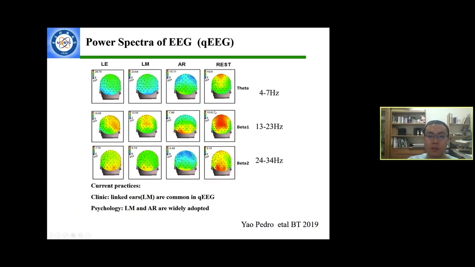And this figure shows that for the other bands, the theta band, the beta band, beta 1 and beta 2 bands, the power maps of REST are more reasonable. In the theta band, the power was located in the parietal regions, and the beta band also on the occipital parietal regions. You can see that using the different reference methods, the results are different.